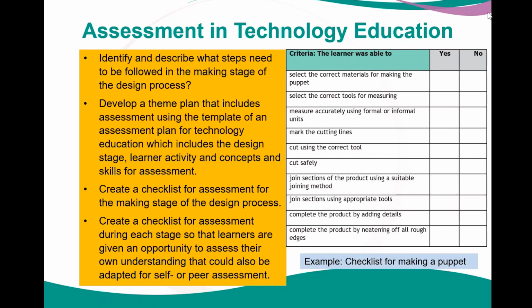So when you're looking at the criteria for developing a theme plan on puppets, you will create different checklists. For a checklist for making a puppet, you would see if the learner selected the correct materials. Did they select the correct tools for measuring? Are they measuring accurately using formal or informal units? Mark the cutting lines.